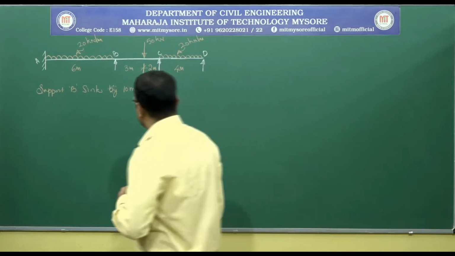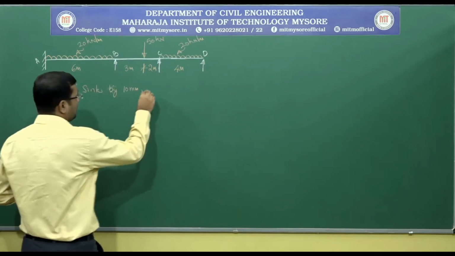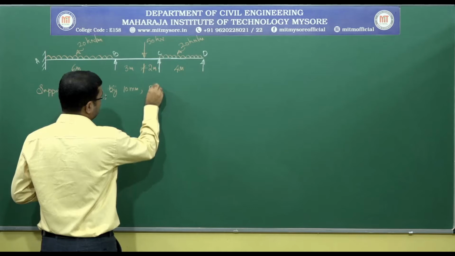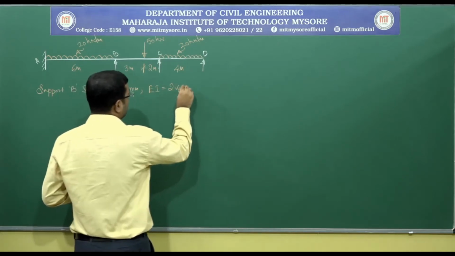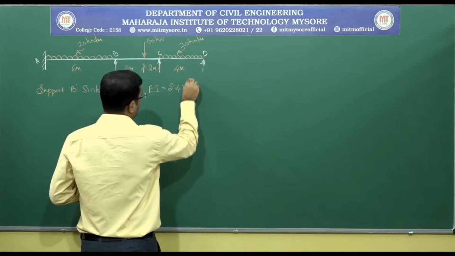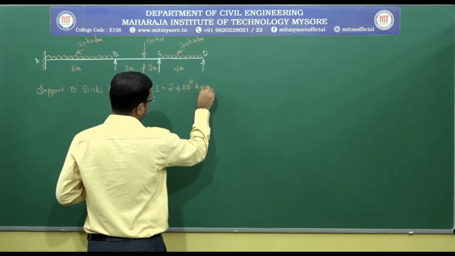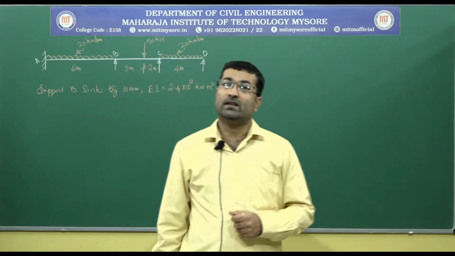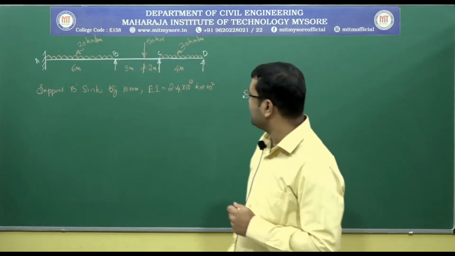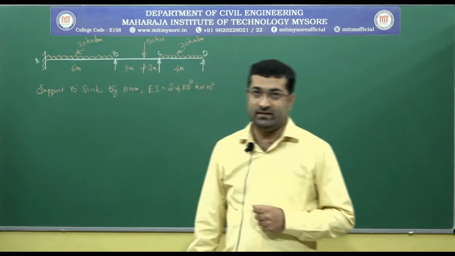Whenever we are considering sinking, we need a value of EI, that is the modulus of rigidity. Here the modulus of rigidity is 2.4 into 10 to the power 10 kilonewton meter square. The EI value is given, so we have to make use of this EI value in the analysis.